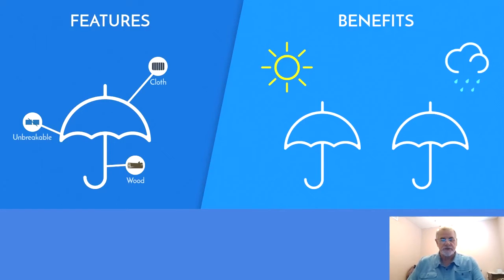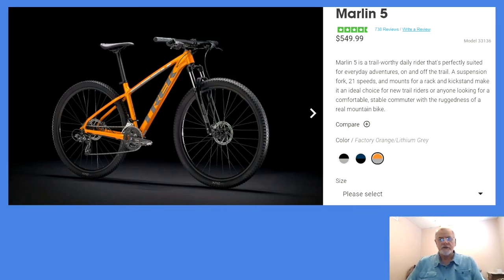So here's an example. Here's a bike on an e-commerce website, and it has a little description of this bike. So let's take a look at this. It says Marlin 5 is a trail-worthy rider that's perfectly suited for everyday adventures on and off the trail.